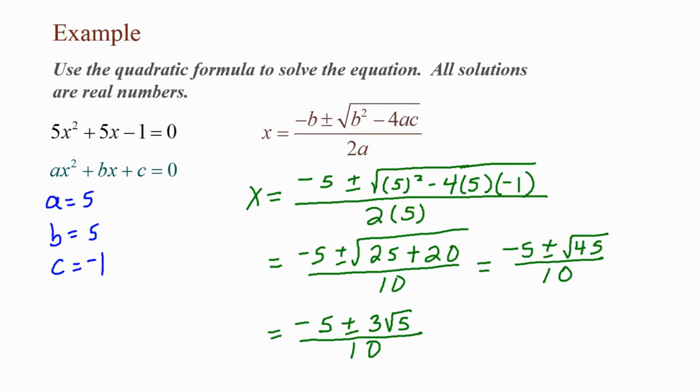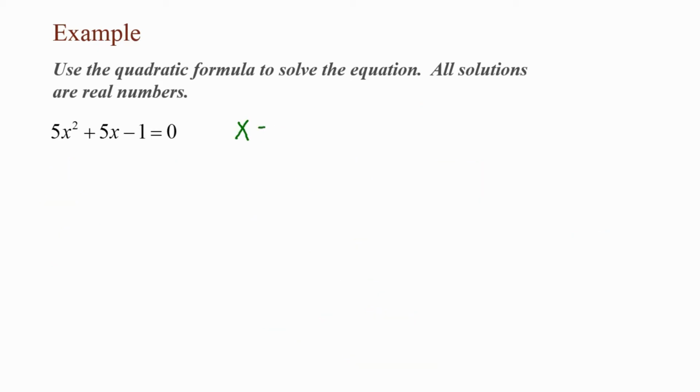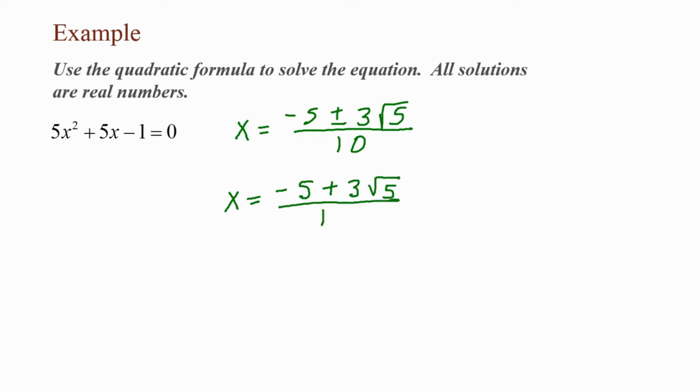If we were to reduce this, it's very important to remember that the 5, the 3, and the 10 all have to have something in common. So while 5 and 10 have a common factor of 5, 5, 10, and 3 do not have anything in common, so this answer cannot be reduced. So x equals negative 5 plus or minus 3 square root of 5 divided by 10, or we can write the answer as x equals negative 5 plus 3 square root of 5 divided by 10, or negative 5 minus 3 square root of 5 over 10.